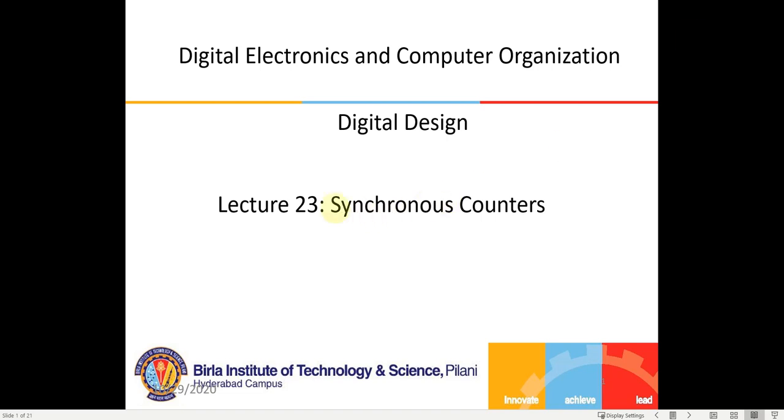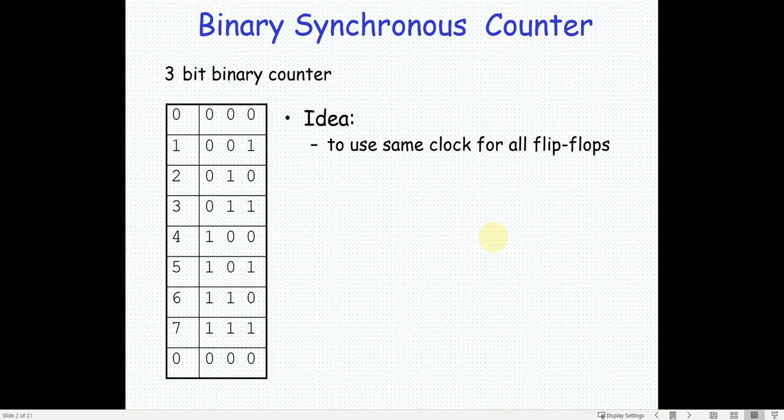Last class we did about asynchronous counters. So in this class we are going to learn about synchronous counters. Okay, so this is pretty simple, unlike an asynchronous counter. So here, the name itself suggests, it's synchronous counters.